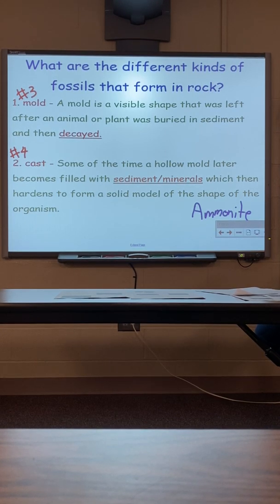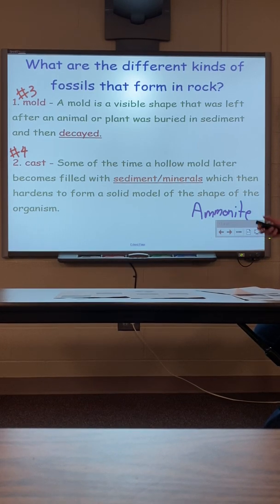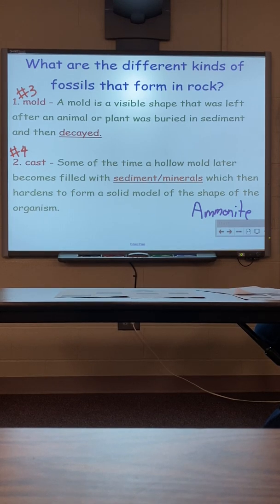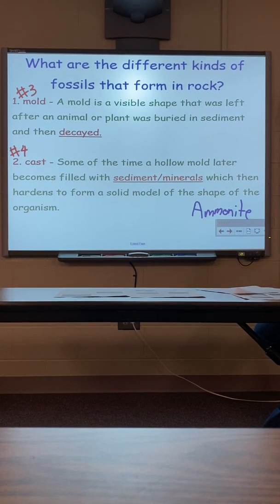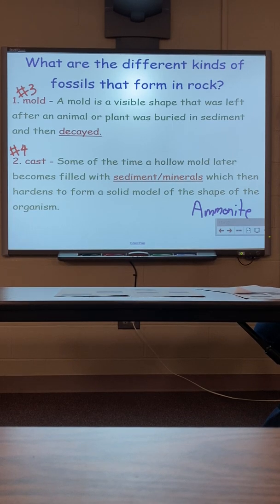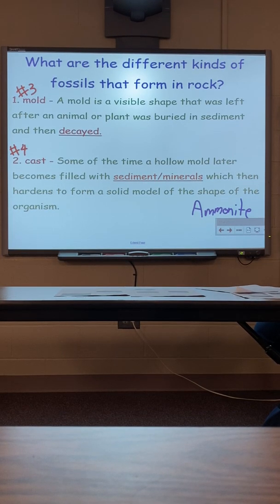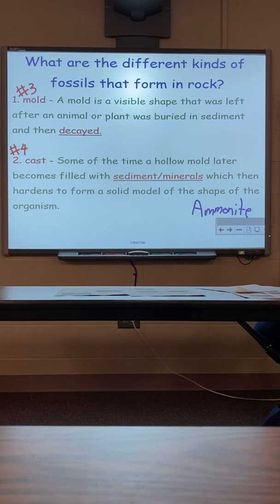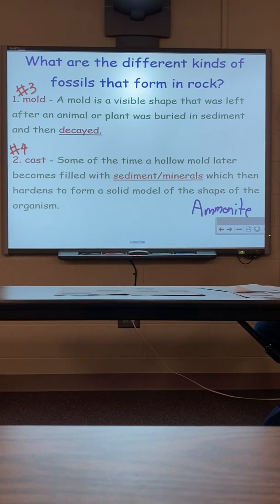The first one, which is going to answer the definition on number 3, is a mold. And a mold is a visible shape that was left after an animal or plant was buried in sediment and then decayed. So it looks almost like an imprint of the body in the rock. And it goes hand in hand with number 4 on your study guide, a cast. It says some of the times the hollow mold later becomes filled with sediment or minerals, which then harden to form a solid model of the shape of the organism.